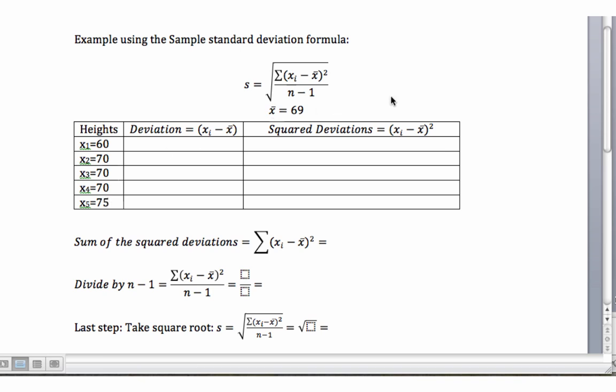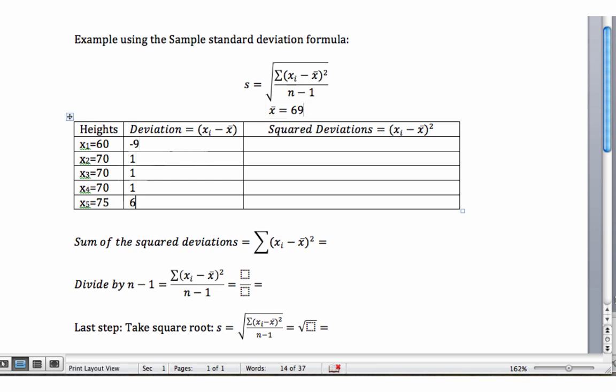The first thing you have to do when computing a standard deviation is compute the mean. I have that here, X bar equals 69. I did that off to the side so I can take each of the heights and find their deviation. So to find their deviation, you take each of the heights and subtract the mean. Well, if you do 60 minus 69, you get negative 9. If you do 70 minus 69, you get 1. And the deviation for 70 again is 1. The deviation for the last 70 is 1. And then finally, the deviation for the last height, 75, is going to be 6.